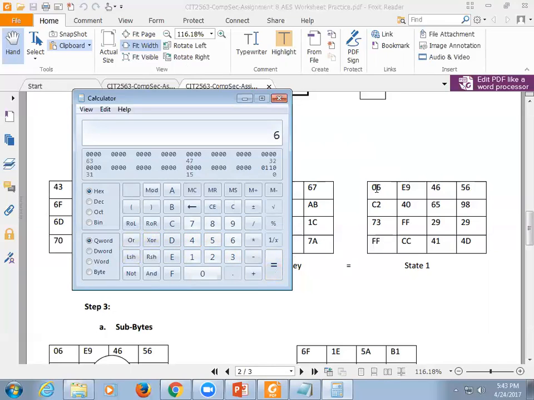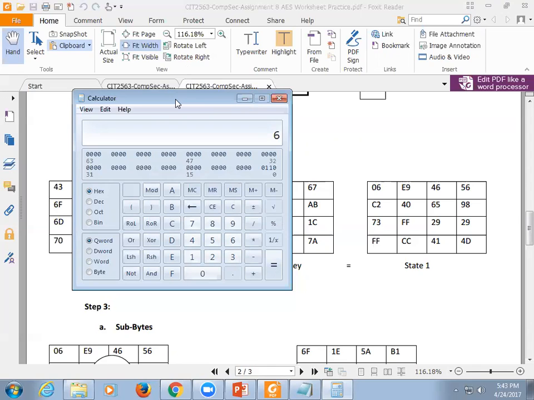It's not just 6, it's 0, 6. Technically 06 and 6 are the same thing, but we need 2 digits. It's critical we need 2 digits, because how do I know if you just give me 6, you didn't just leave off the other digit? So just put 2 digits there. You can use a calculator for the majority of this assignment.